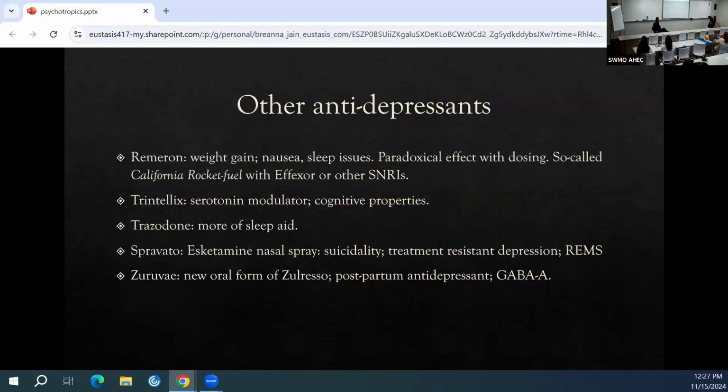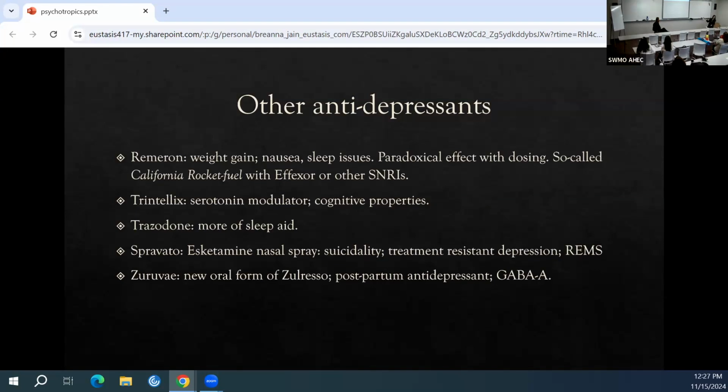Remeron we use actually quite a bit. Weight gain is a known and expected side effect, so it might be good for a cachectic patient that is struggling to gain weight. It is a treatment for nausea, so we do use it a lot, like in patients who maybe have cancer, also nausea. It's a good treatment option. It also helps with insomnia.